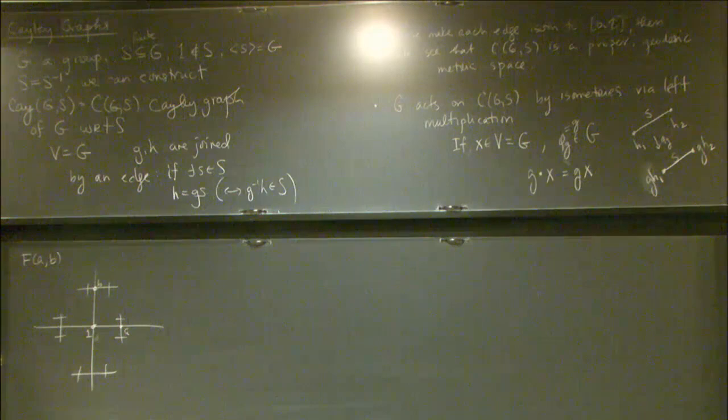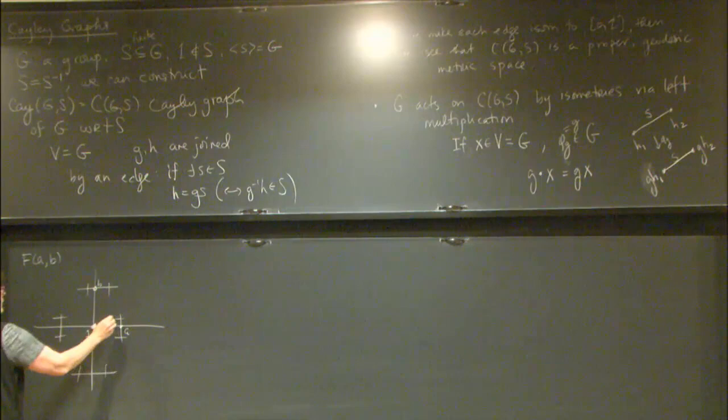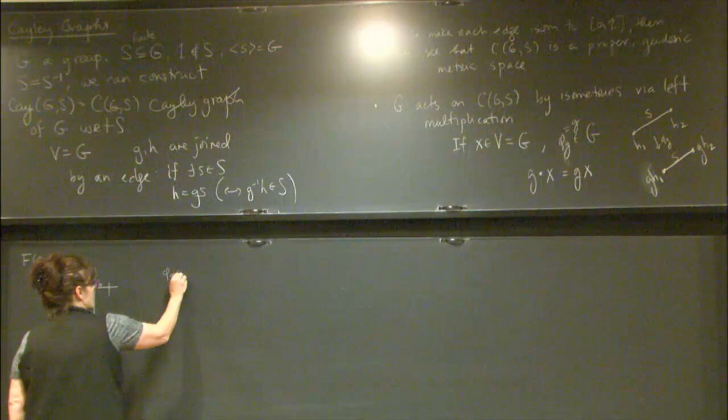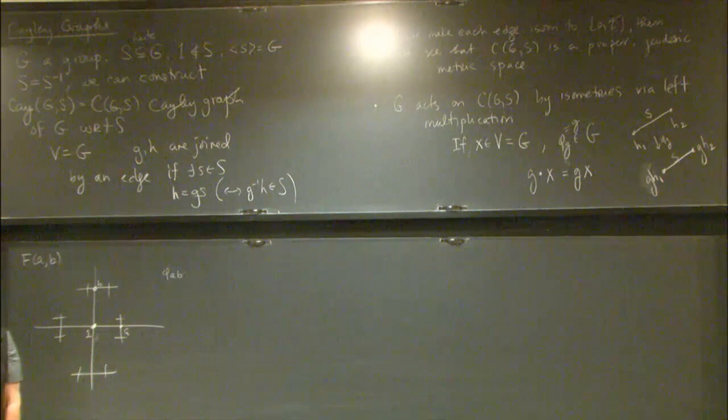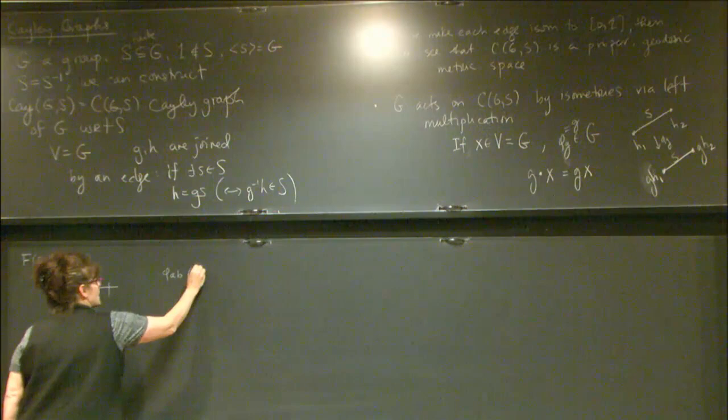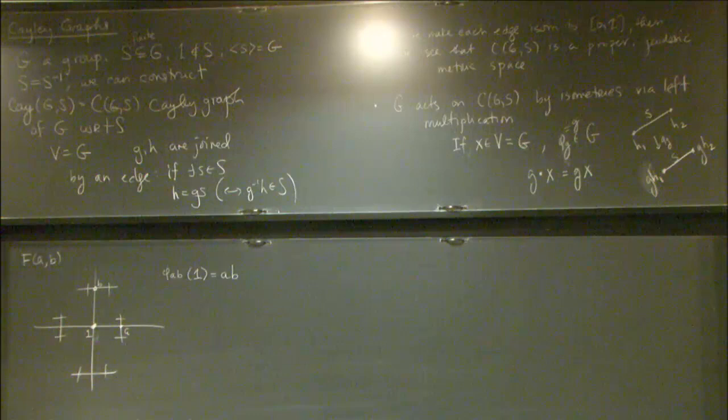Let's look at the transformation. I'm going to stick with that transformation notation. What should it mean if I take the product of two elements and look at the transformation determined by the product? I know for sure that this should take the identity vertex to this vertex, because it's just left multiplication. But let's think about it as a composition of transformations.